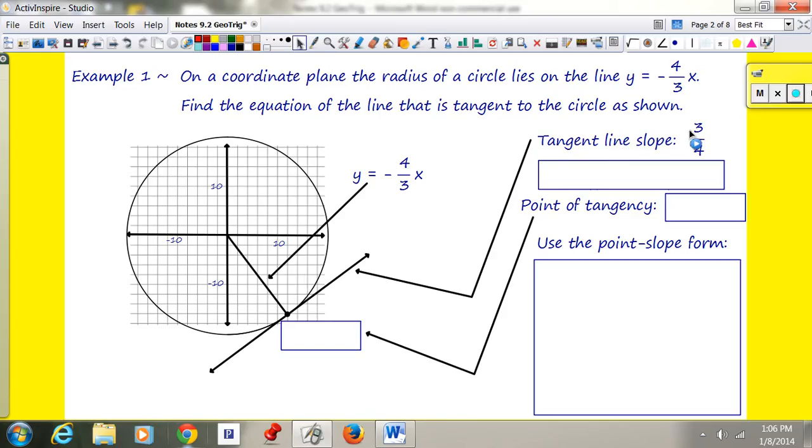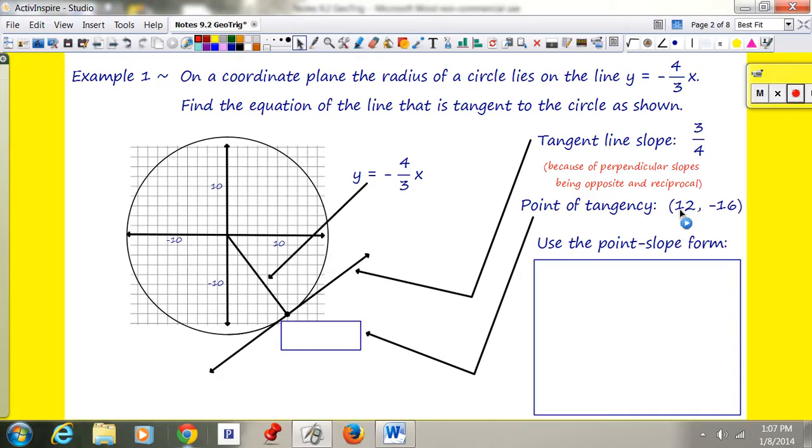Okay, so what we want to do is look for our tangent slope. Well, we know that if my slope is -4/3 of this radius, which it says right here, then the tangent slope has to be a positive and a reciprocal. So it's got to be a positive 3/4. So I already know what my slope is. My slope is going to be 3/4. I also know that this point right here is on the line, which is over 12 and down 16. So I know, because perpendicular slopes are opposite reciprocals, so that's a -4/3, perpendicular is going to be positive 3/4. Now the point of tangency is this coordinate, which is over 12 and down 16.